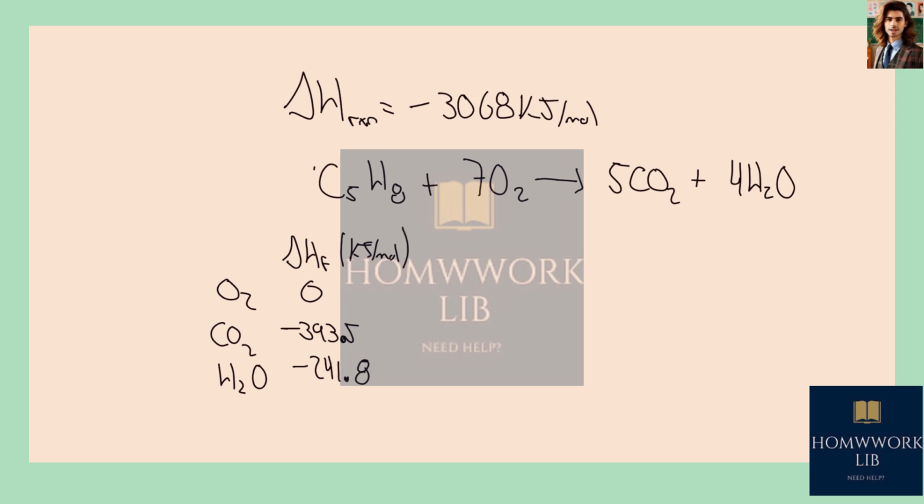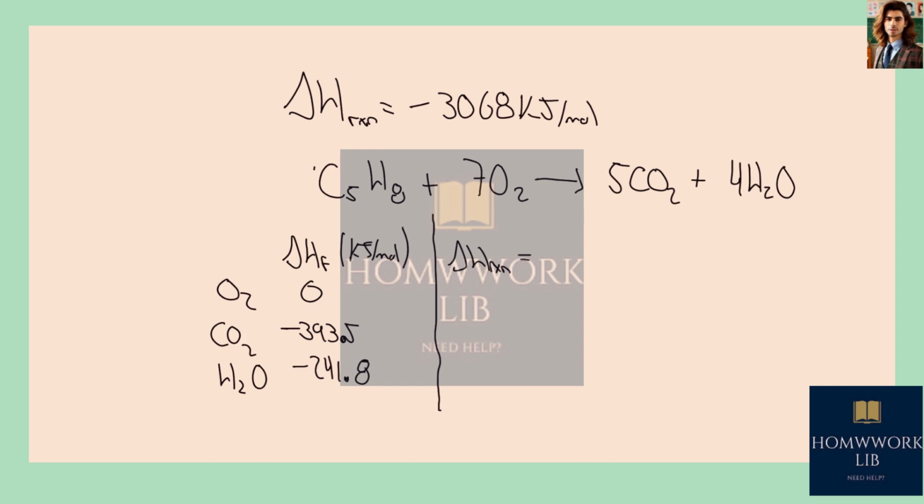So we don't need to do any further calculations. We can go ahead and directly employ Hess's law. Hess's law tells us that the delta H for the reaction is the sum of the enthalpies of formation of the products minus the enthalpies of formation of the reagents, multiplied each of them by their stoichiometric coefficient.